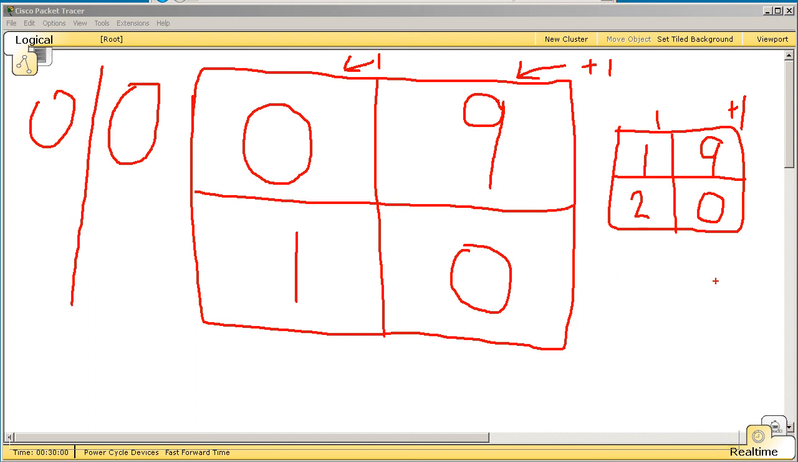All right, so that's just a quick review of decimal counting. That's part one of our hexadecimal series. In part two, we actually start with our hexadecimal stuff.